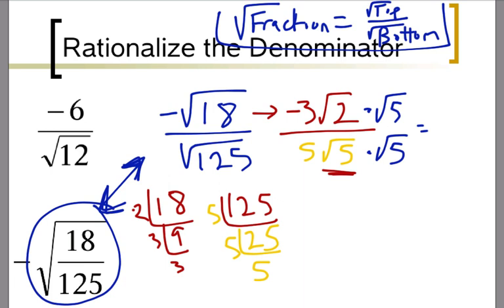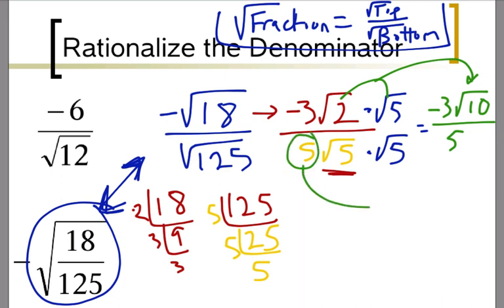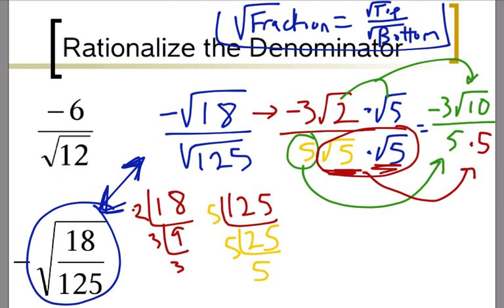So now I just have to multiply top and bottom by root 5, and that's going to give me negative 3 root 10, because the 2 and the 5 give you the 10, and then on the bottom you get 5, because this 5 comes over, and then here's the tricky part, you get a new 5, an extra one, because the square root of 5 times the square root of 5 gives you another 5. So don't lose that one. Square root of 5 times square root of 5 gives you the second 5. We already had a 5 there.